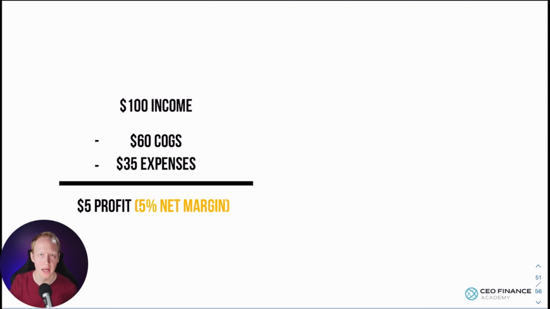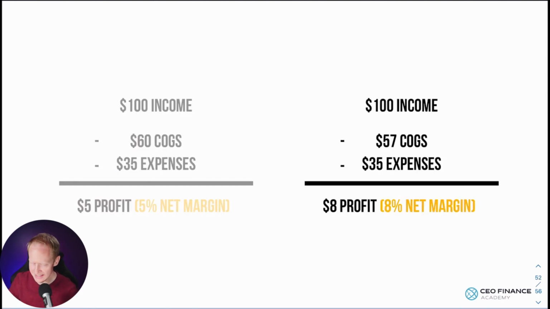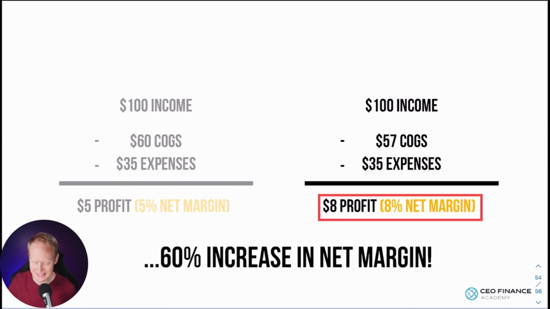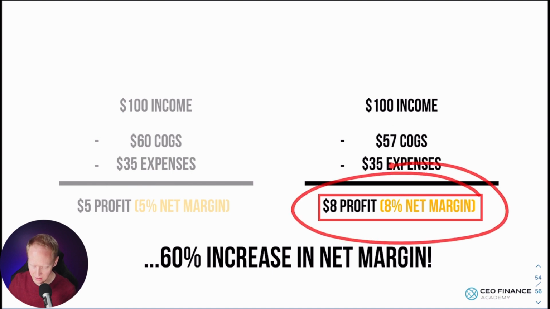Let's look now. What if we make one change to our cost of goods and we drop it from $60 down to $57? Okay, so it's a 5% change in my cost of goods. But look what happens down on the bottom line. Every dollar that I save in cost of goods goes straight down to my net income or my net profit. And so now making a 5% change up here, let's look at what that does down here. Well, for the 5% that I changed under cost of goods, it is a 60% in this scenario change in my net margin. A 5% change up here brought me a 60% increase down here.